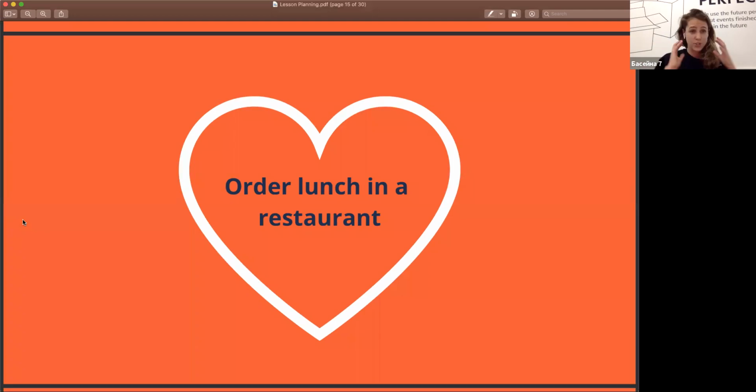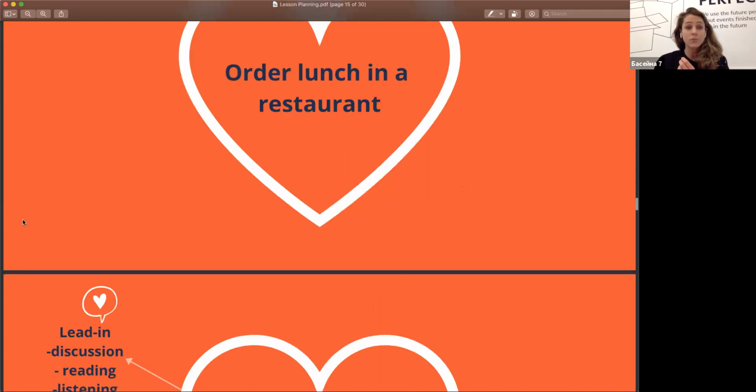As an example, just as an example, let's have a communicative objective: my students can order lunch in a restaurant. My notes. When I start planning all the activities that I plan to achieve this communicative objective, I plan around this heart. What will help my students to achieve this communicative objective?